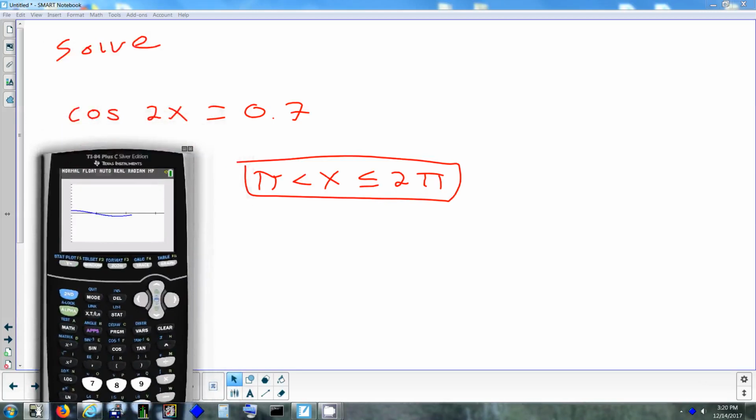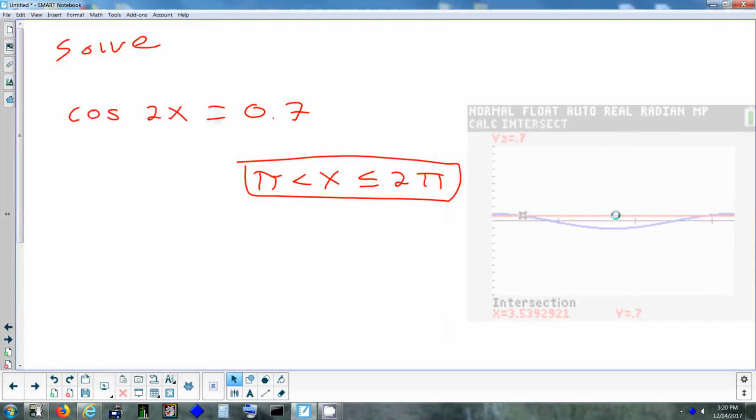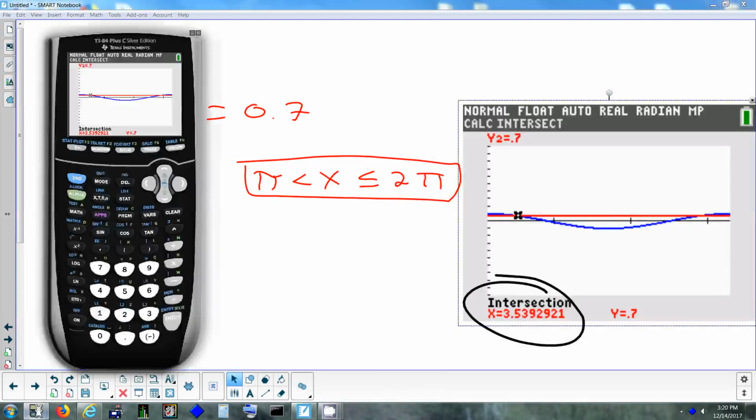Oh, then you just did the intersect thing, right? Yep, so there's my cosine. I might have to zoom in a little bit. You can see it happened twice. It's happening twice. So second, calc, intersect. Now if I just go to the left a little bit, that should be enough to get me the point on the left. And you're looking for the x equals. Yep, that's one.